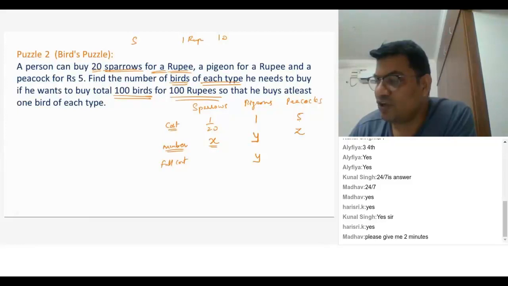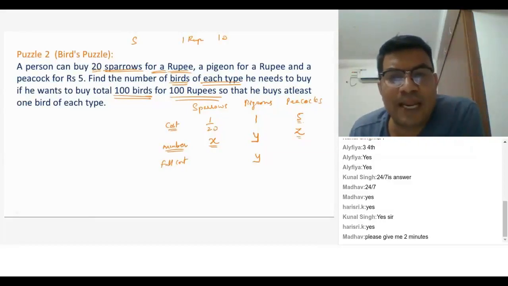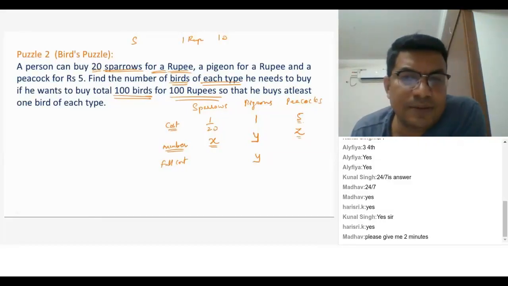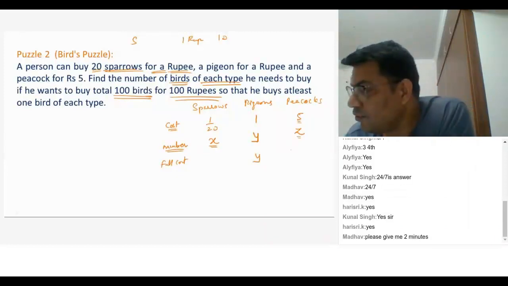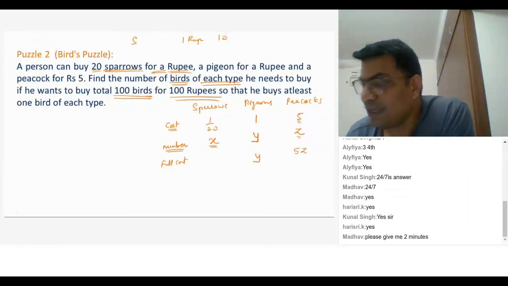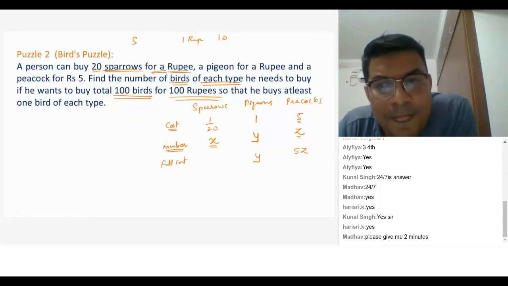So tell me, in the case of peacocks, I am buying Z number of peacocks. Each peacock costs me 5 rupees. So total cost of buying Z peacocks? It will be 5 into Z, right? Each peacock costs you 5 rupees. There are Z peacocks, therefore 5 into Z.